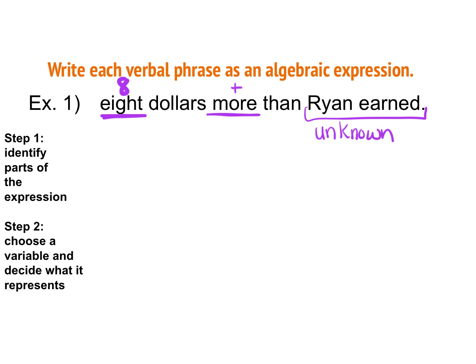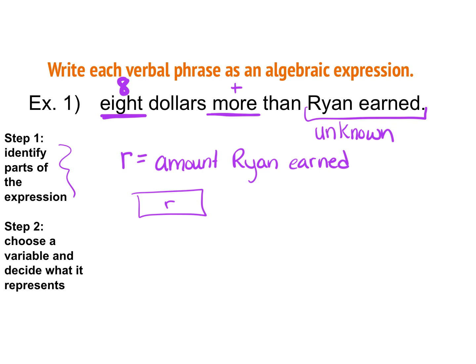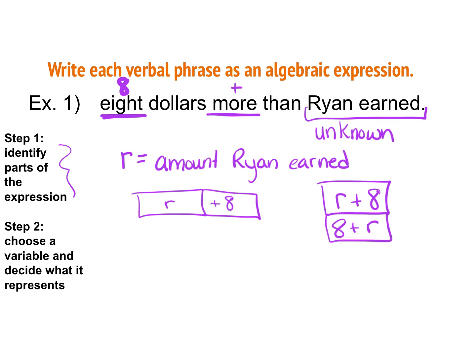So what we have to do now that I've identified the parts of the expression, I need to choose a variable for my unknown. So for my unknown, I can put R, or I could put D for dollars. So I'll put R equals the amount Ryan earned. Now I'm going to come up with an expression. So in this case, I have the amount that Ryan earned plus I have $8 more. So really what my expression that I need to write is R plus 8. Or 8 plus R, doesn't matter. Both of them are correct.